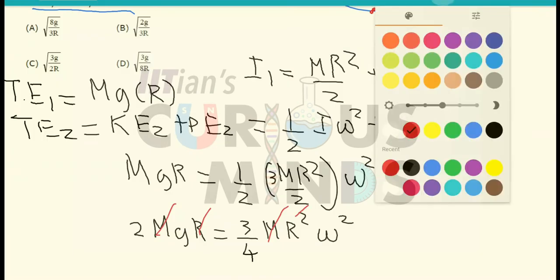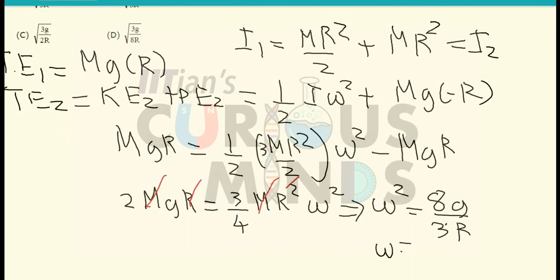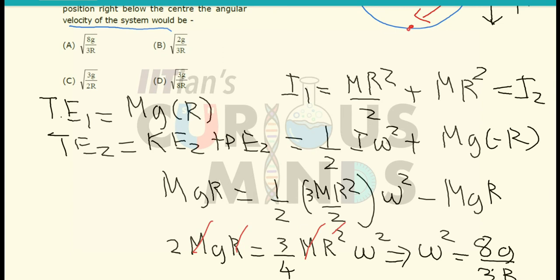So omega square will be equal to 8g divided by 3r. So the angular velocity will be equal to root of 8 by 3 g by r, which is option number A.